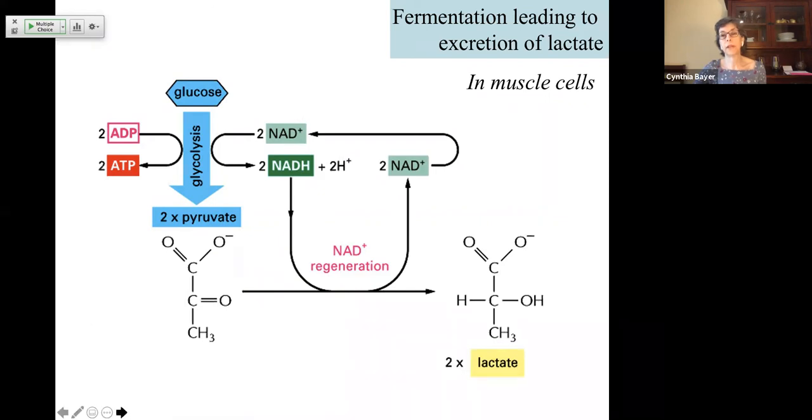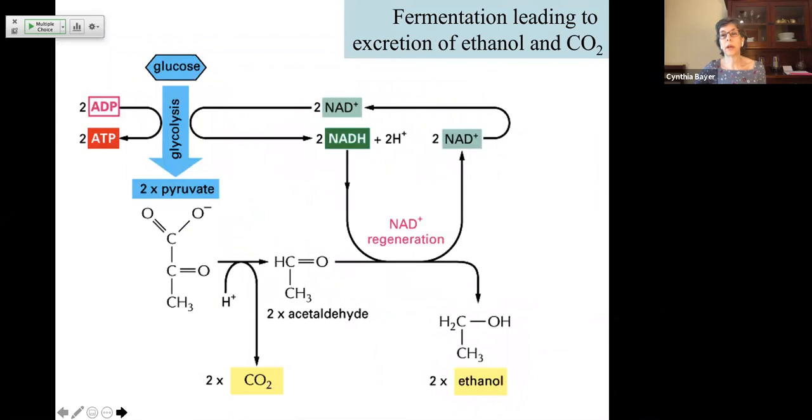The other type of fermentation, this is the fermentation that occurs in yeast cells. Glycolysis produces, for every 1 molecule of glucose, 2 molecules of pyruvate. As we can see here, the pyruvate is converted to acetaldehyde. This carbon here will be lost as a fully oxidized carbon. That's where the carbon dioxide gas bubbles come from. The acetaldehyde is then reduced to ethanol. And again, the ethanol is a more soluble form of the pyruvate. Ethanol can leave the cell as well.